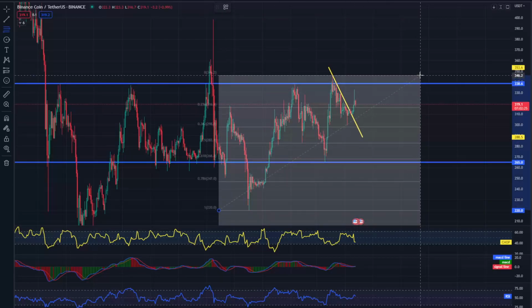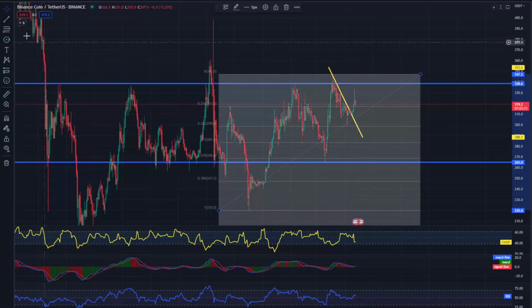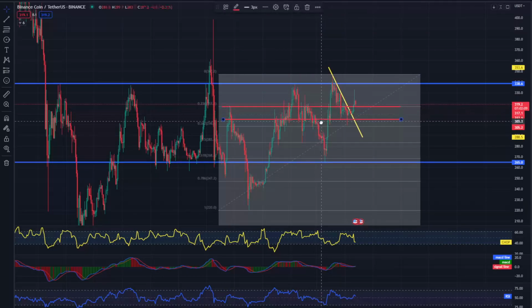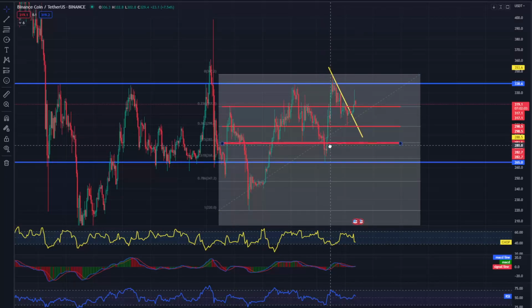Now let's move on to marking the places of support. We will use the FIB retracement tool to mark the supports, and as you can see we have the first support at $317.1, the second support at $298.50, the third support at $283.50, and then the fourth support at the lower border of the sideways channel at $268.40.